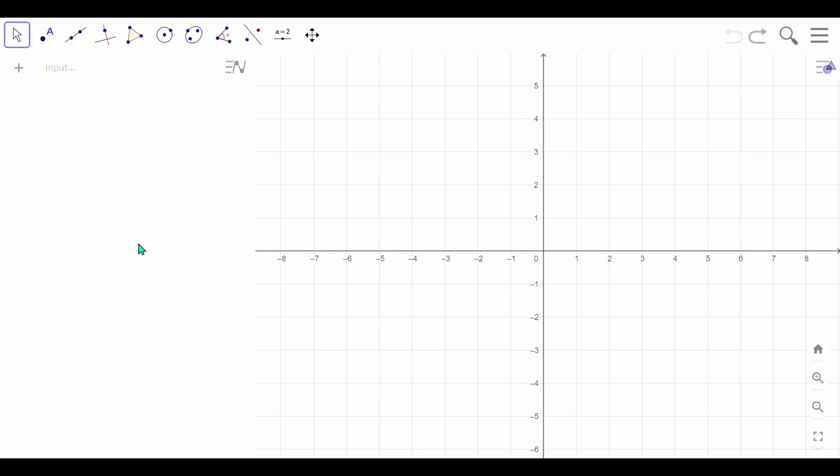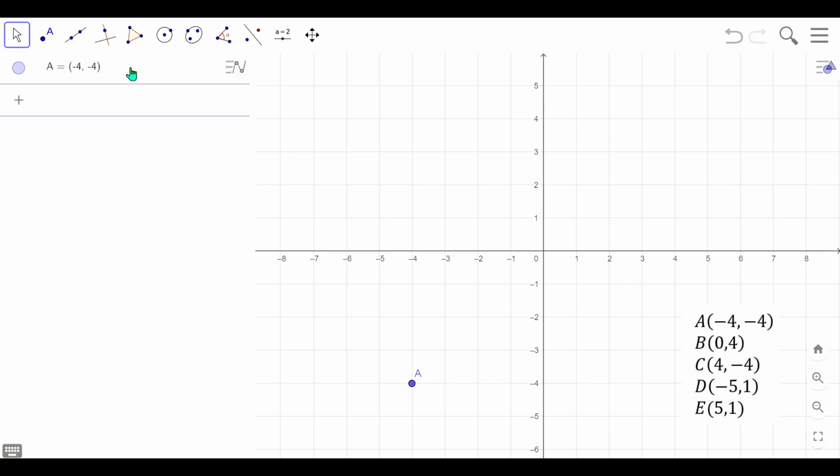At this point, I want to introduce to you Geogebra. We are going to plot our points in this Cartesian plane and later we are going to connect them to determine the figure formed. All we have to do is to type the coordinates we are given. Let's start with the first one, negative 4, comma, negative 4. Enter. There you have it, point A. Next point is we have 0, comma 4. Enter. There you have point B, 0, comma 4.